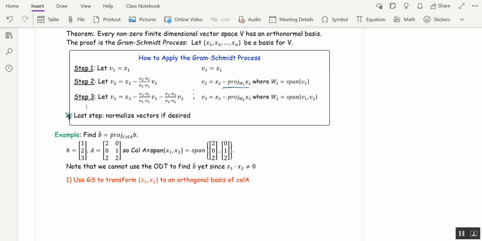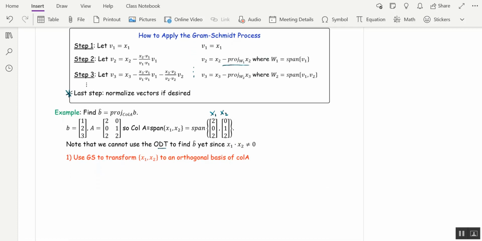Find B hat equal the projection onto col A of B. So we've got a vector B, and we've got a matrix A. Col A, recall, is the space spanned by the 2 columns of A, which I'm calling X1 and X2. Now, if X1 and X2 were orthogonal, we could just use the ODT to find B hat. But they're not, so we're going to turn X1, X2 into an orthogonal basis.